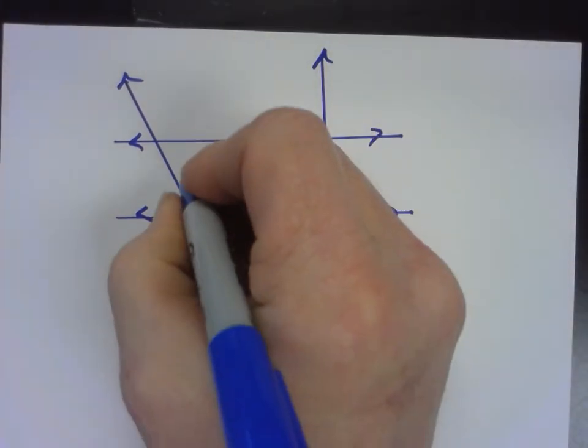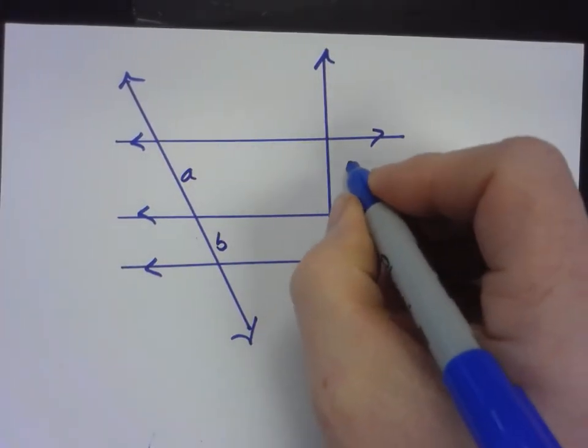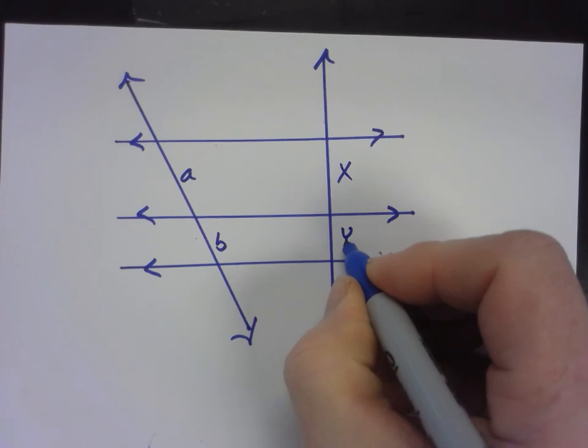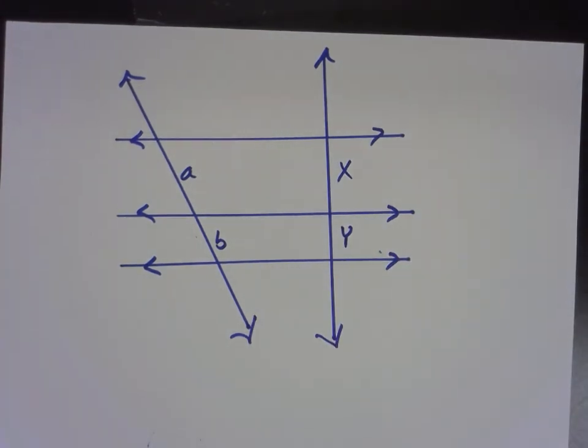And I'll just name this piece A and B, and this piece X and Y. So here's the parallel lines theorem. If 3 parallel lines intersect 2 transversals, then they divide the transversals proportionally.